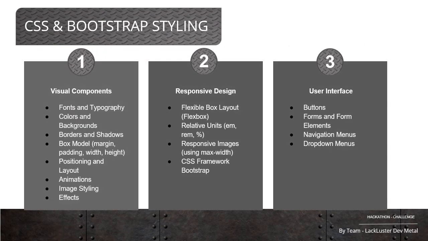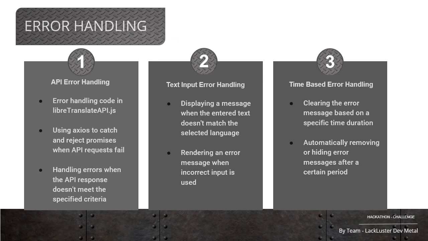So just to briefly go into styling, we used a combination of CSS and Bootstrap to achieve our styling. Just to summarize what this involves quickly, we can break it into 3 separate categories: visual components, responsive design, and user interface. As for error handling, we can also categorize that into 3 basic components.